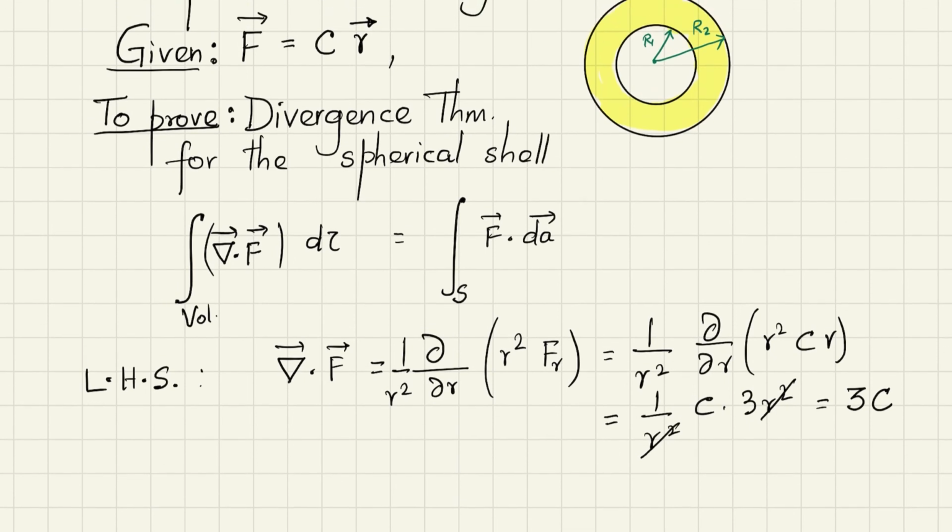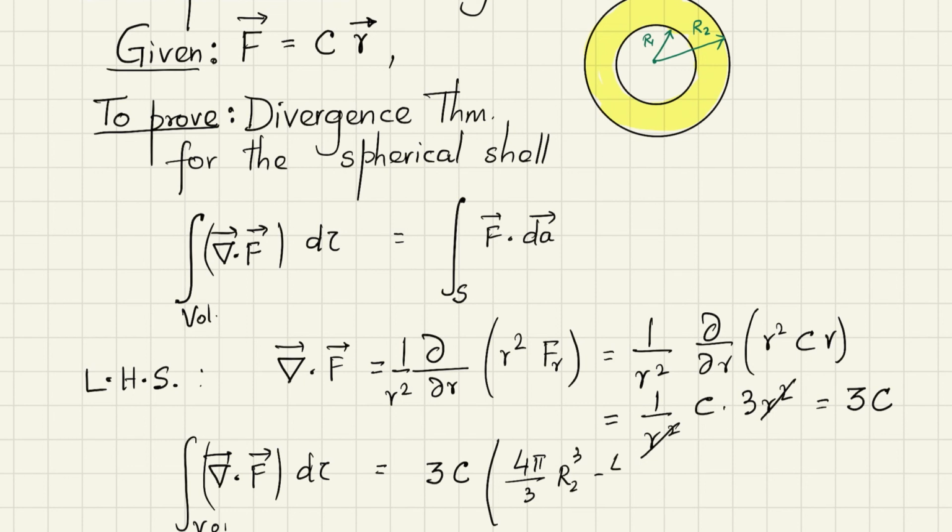Now we have to integrate the divergence over the volume, which is quite simple. We don't have to do much because we know it is spherical. Over the volume d tau, this is a constant, 3C, so I can directly write down without even integrating that this will be 4 pi by 3 R2 cube minus 4 pi by 3 R1 cube, because that is simply the volume, which you can calculate if you want to integrate over R, theta and phi. That becomes 4 pi C (R2 cube minus R1 cube).